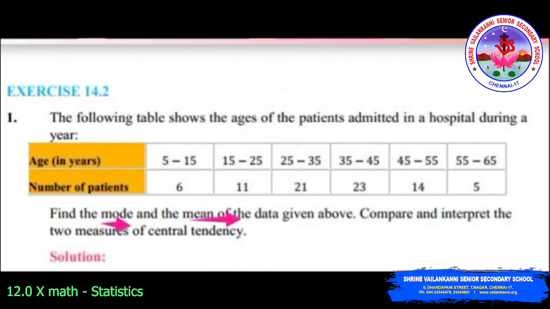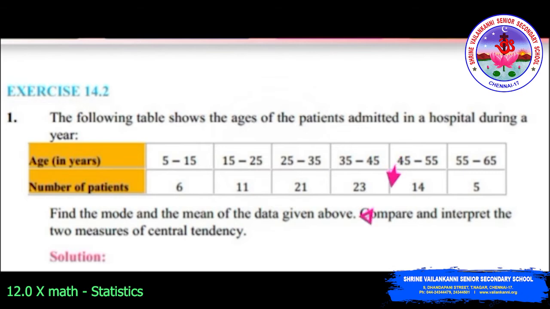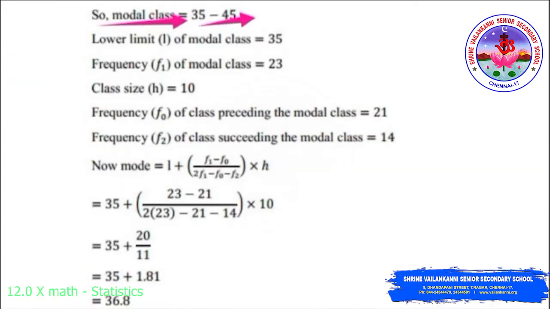Next, I want to find out the mode from the frequency table, the value related to the highest frequency. Taking the frequency related to the modal class as f1, the preceding frequency as f0 and the succeeding frequency as f2, that is, f1 is equal to 23, f0 is equal to 21 and f2 is 14. Class size is nothing but the difference between the intervals, that is 10. The modal class is 35 to 45.